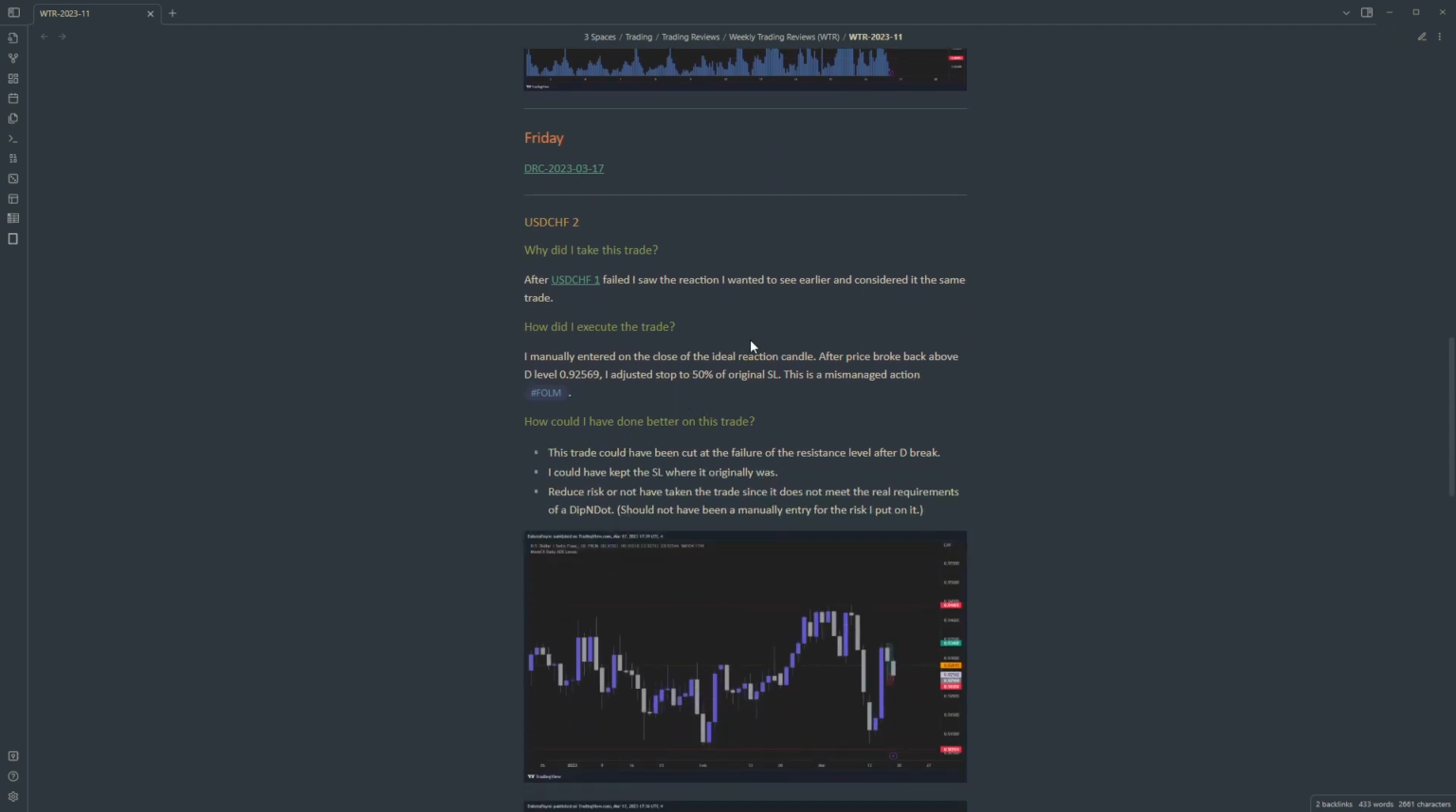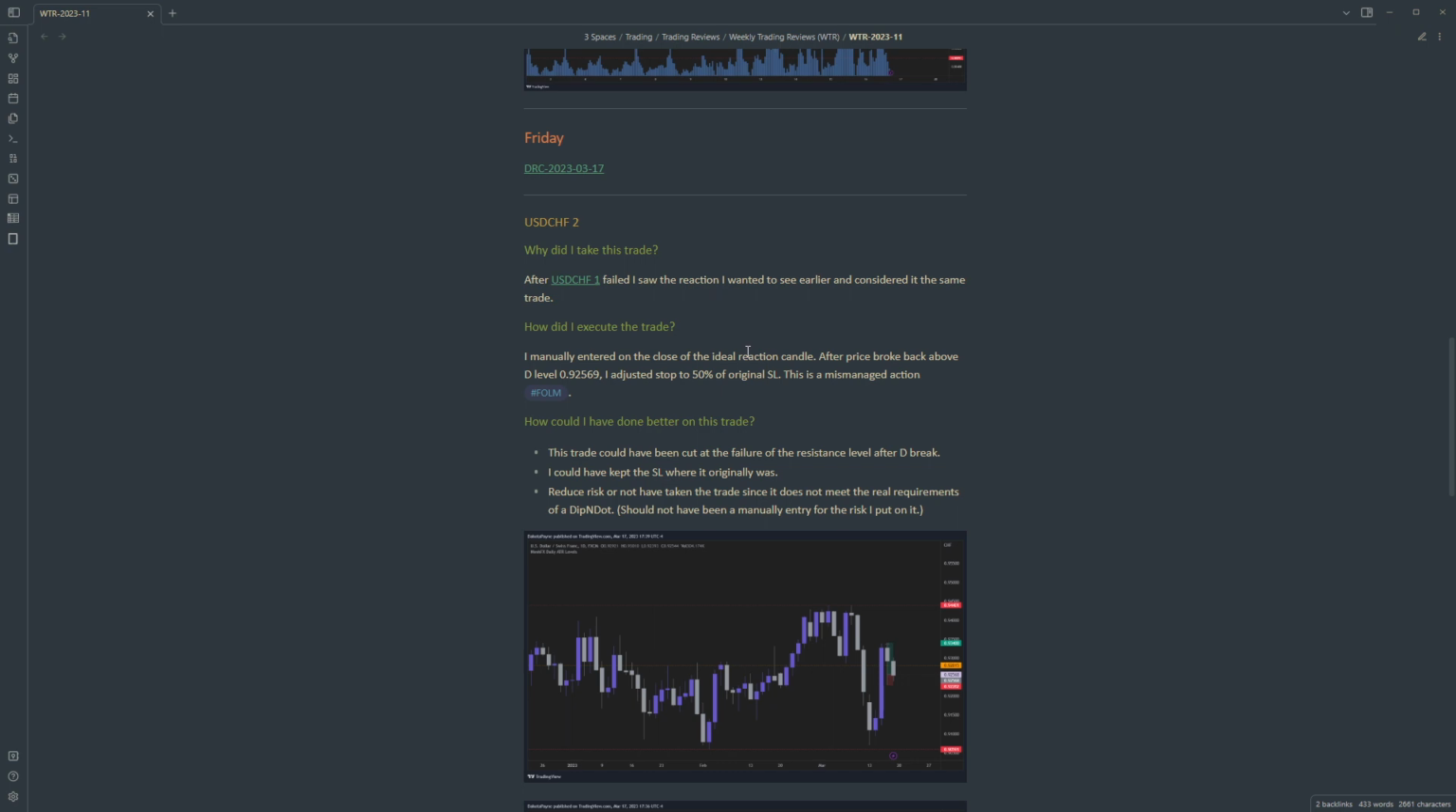Why did I take this trade? After dollar Swiss failed, I saw the reaction I wanted to see earlier and considered it the same trade. So I got the reaction a little bit after the full stop out of the first position. After I got that reaction, I decided to just go ahead and enter off that reaction manually. And how to execute it, I manually entered on the close of the ideal reaction candle.